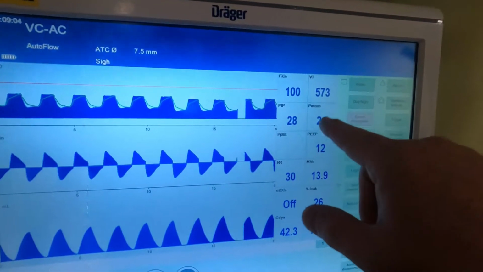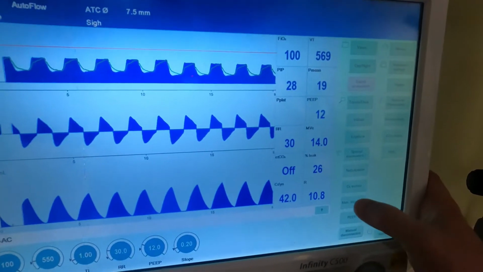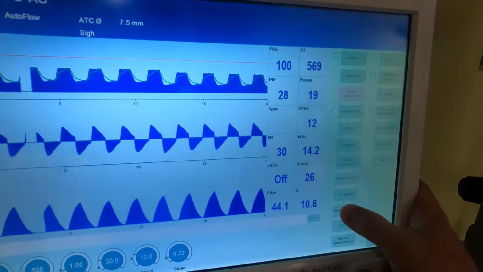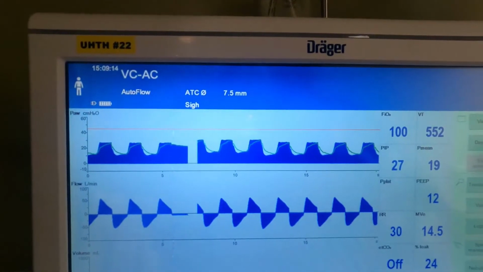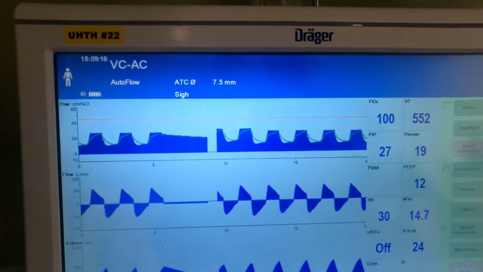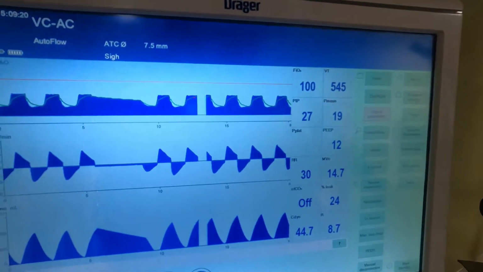We have our inspiratory pressure and our mean. We don't have a plateau. To get a plateau, we would do a manual hold. There's our hold, 1, 2, 3, losing pressure as you can tell. So we're not able to get a really good hold in this case.